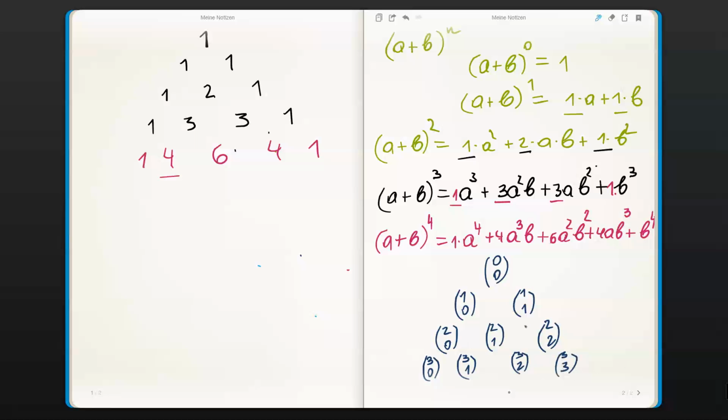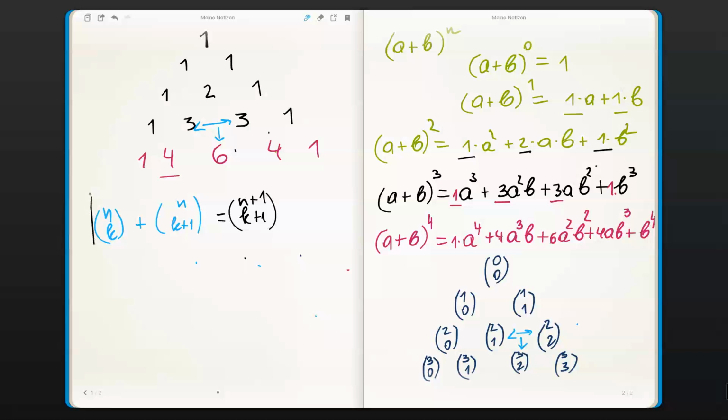So this is exactly the same, but what we see here, those two numbers added together are giving us the number in between. The same must be working also for the binomial coefficients, if that's the truth. Okay, and this is exactly what we would like to prove. So the statement is, as you can see, n choose k plus n choose k plus 1 is going to be n plus 1 choose k plus 1. This is the statement, and this is also called Pascal's identity.